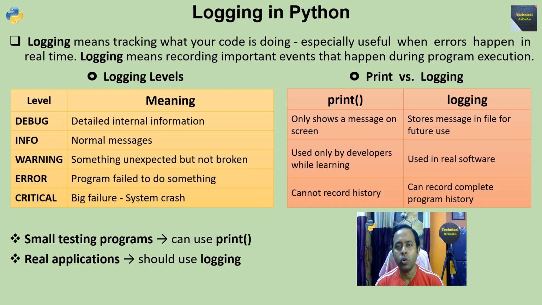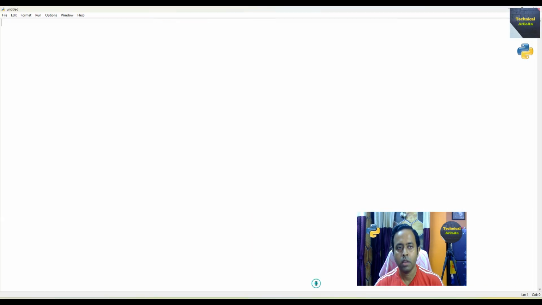So now I will go to my Python IDLE and write examples for logging: one example for logging messages in the console, and one example for logging into a file. So now I am in Python IDLE, and first we write the code for logging messages shown in the console. First we import the logging module, just write import logging, and then we write it this way.